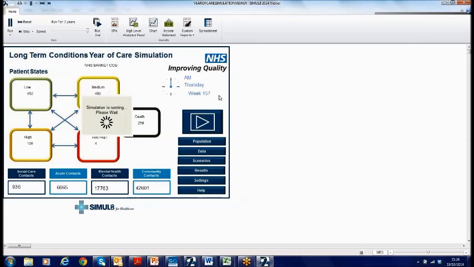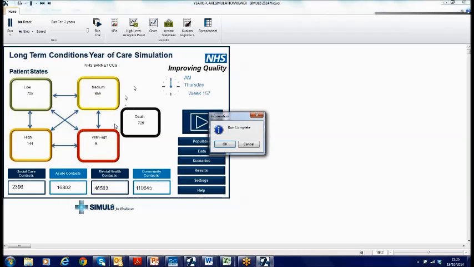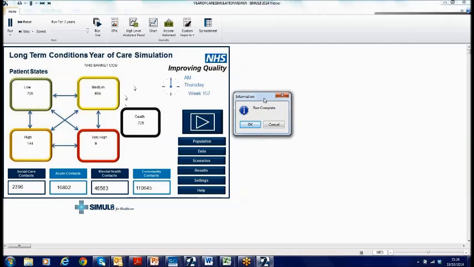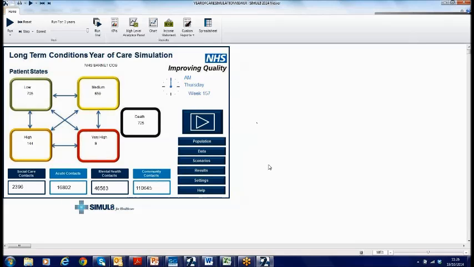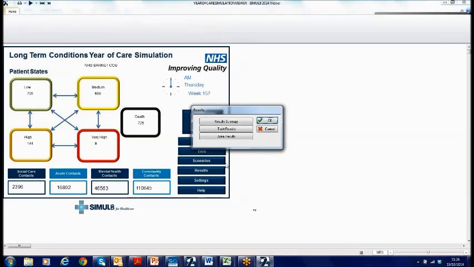There we go. And it's just preparing the results, so you need to wait until this little sign, where it says simulation running, please wait, has stopped, and then this little dialog pops up saying run complete. So you click OK on that. So now we can have a look at our results.